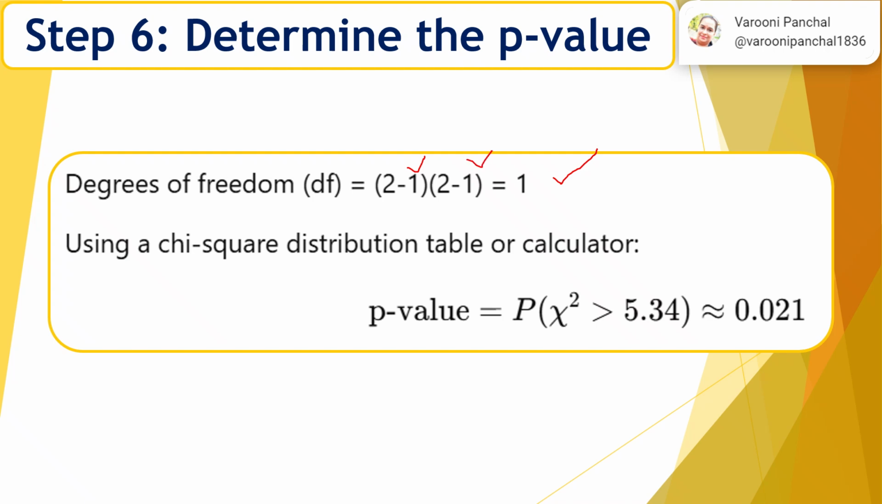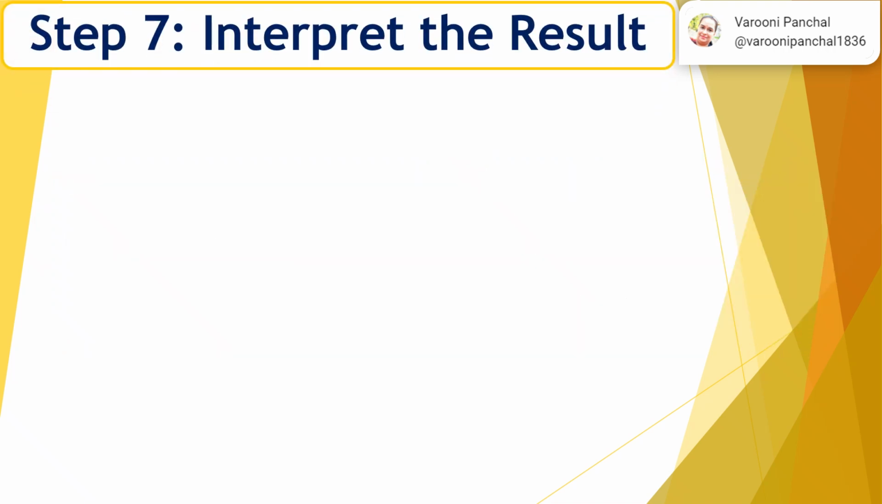Now using a chi-square distribution table or a calculator, we calculate the p-value. This is my chi-square statistic, the chi-square value from the earlier slide, which is 5.34. I want to calculate the probability of the chi-square being greater than 5.34, which is approximately equal to 0.021. Step 7, interpret the result.